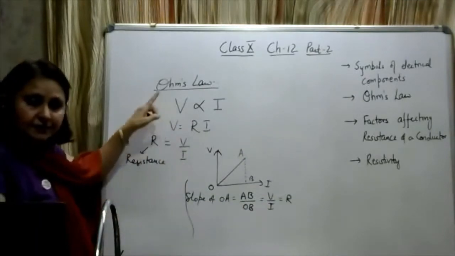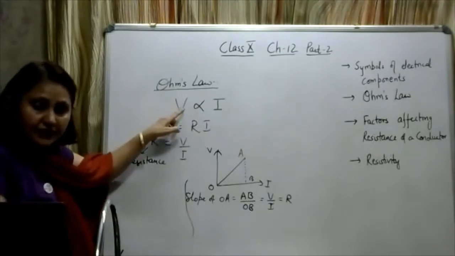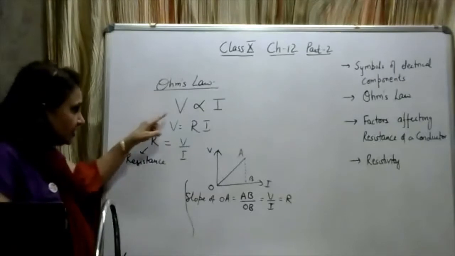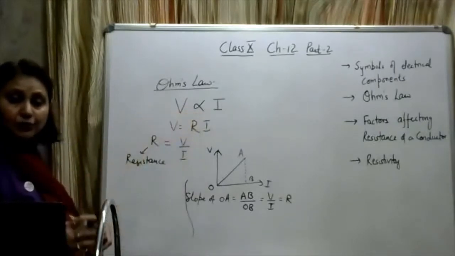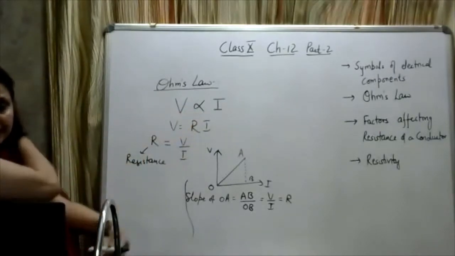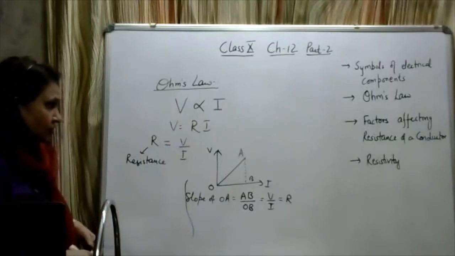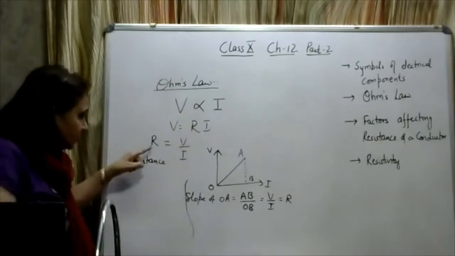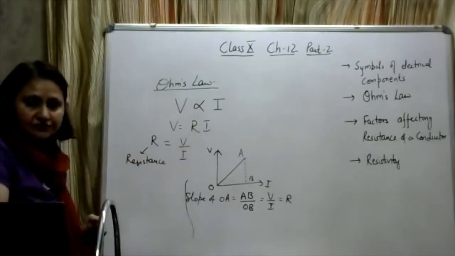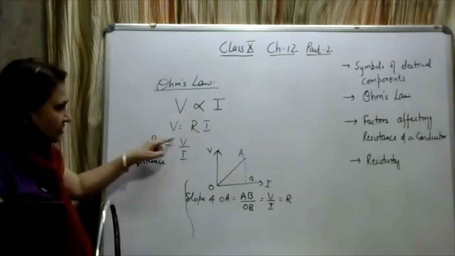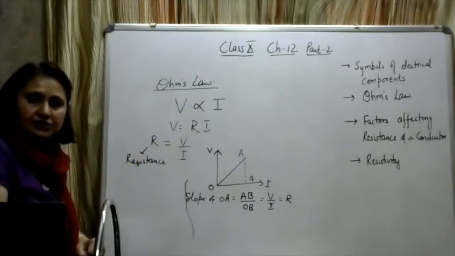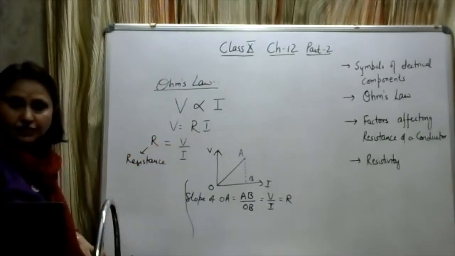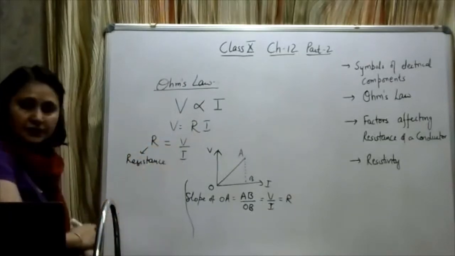Ohm's law states that the potential difference between the ends of the wire is directly proportional to the current flowing through it. That is, V is directly proportional to I, provided the physical conditions like temperature, etc. remain constant. On equating it, V is equal to R into I. This R is called the resistance of that conductor. So the resistance is the ratio of the potential difference to the current.